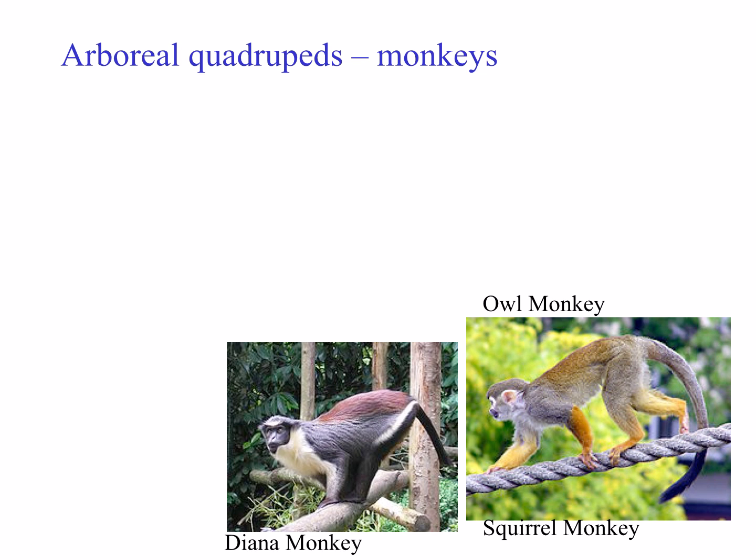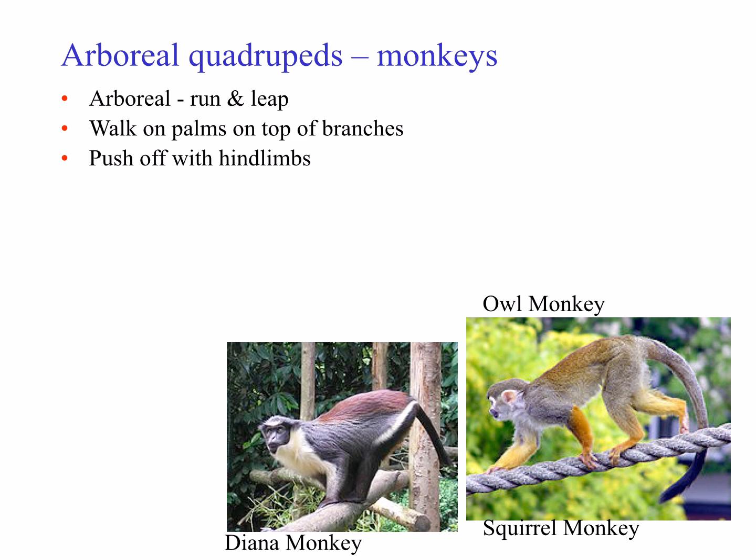All right, arboreal quadrupeds. This is walking in trees on all fours. So they're able to run and leap in the trees. They walk on their palms on top of branches, so they use their palms and fingers to grab onto the branches. They push off with their hind limbs when they're jumping.